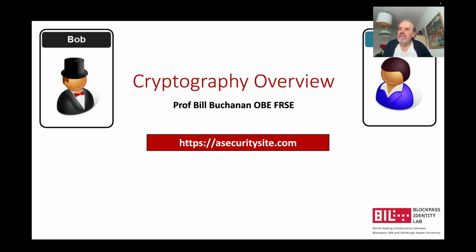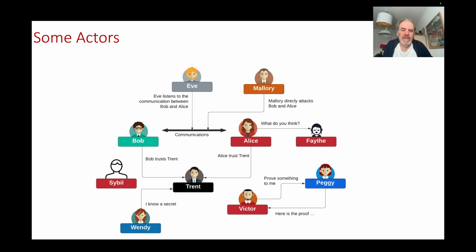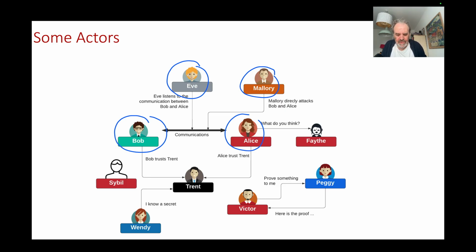But before we do this, let's have a quick overview of cryptography. The main method that we need to understand here is the usage of public key encryption. So these are some of the actors that we have within cybersecurity. We have Bob and Alice, and then we have our adversaries, Eve and Mallory. In this presentation, we'll be focusing in on two of the actors known as Peggy and Victor. Peggy is the prover of something, and Victor is the verifier.